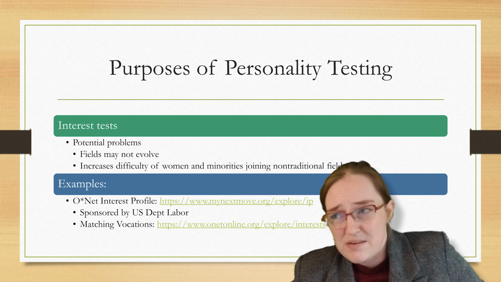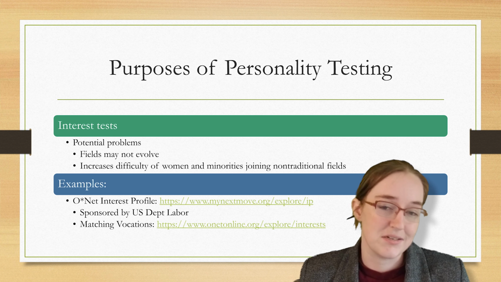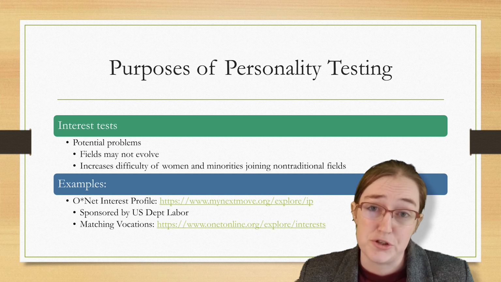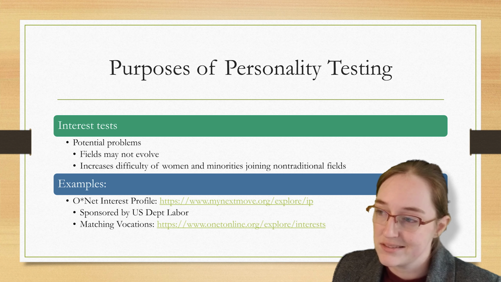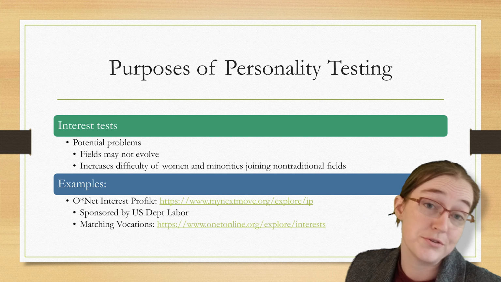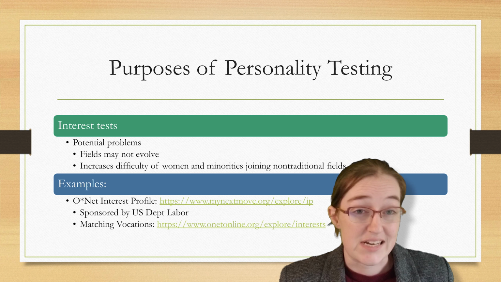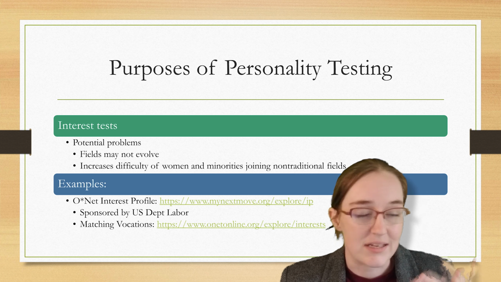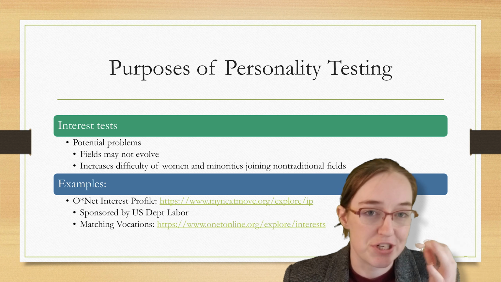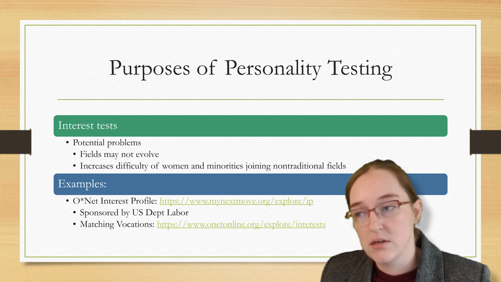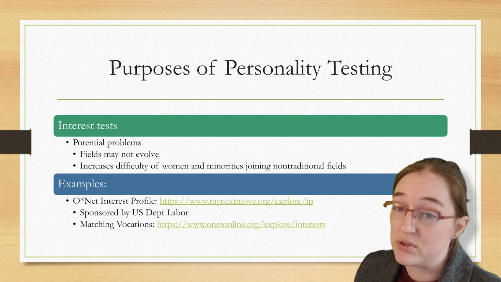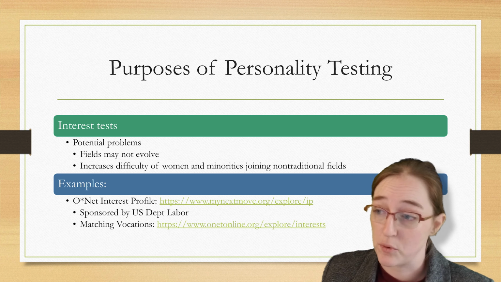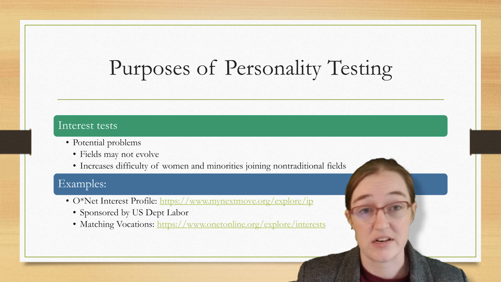So, types of personality. I just talked about this. So, potential problems. There's a lot of issues with interest tests. Fields may not evolve, so if you use known groups, if you use tests that were developed in the 40s for vocational interest, or anything that reflects what is traditional and classic for a field, it can screen out people who aren't the classic version. So it can be difficult for women or minorities to join non-traditional fields.